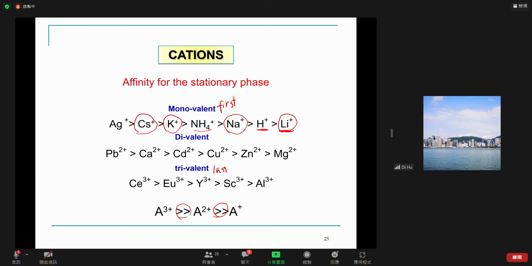And how about the divalent ones? They include the alkaline earth metals, magnesium and calcium, and also some transition metals: zinc, copper, cadmium, and lead. So they're already pretty strong. The alkaline earth metals already bind pretty strongly with the stationary phase. And this is more straightforward, more dominated by the charge. So that is roughly the elution order.